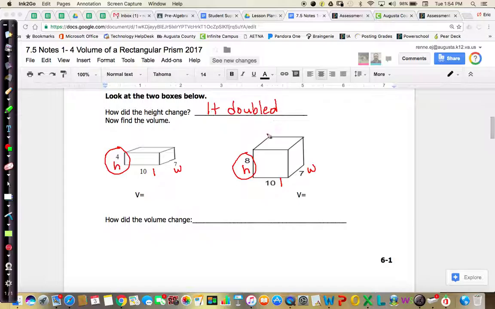Because it went from 4 to 8, and 4 times 2 is 8. So we say when anything gets multiplied by 2, we say that it doubled. Now, we're going to find the volume of both, and then we're going to describe how the volume changed.